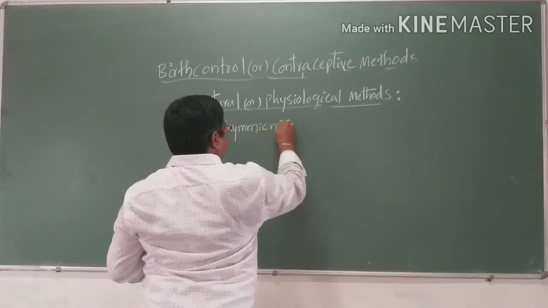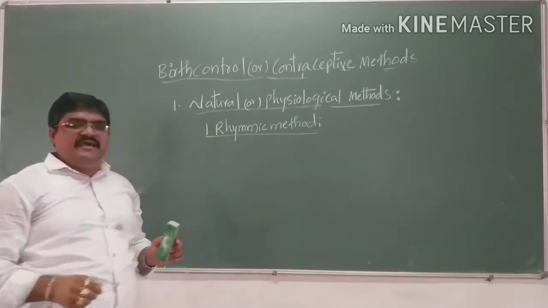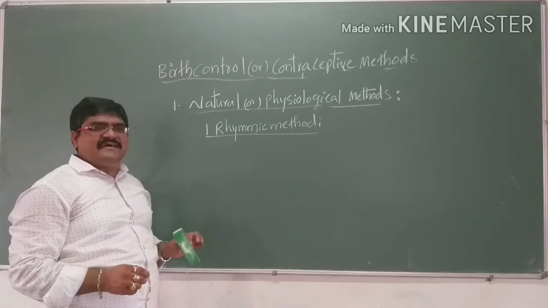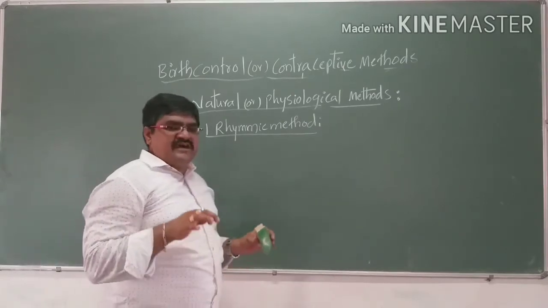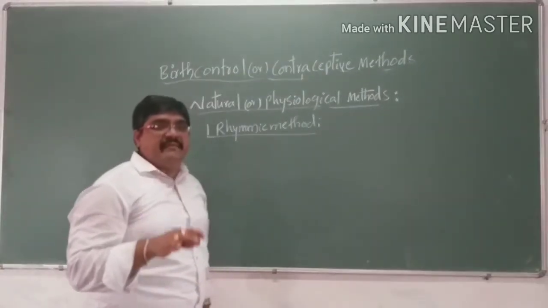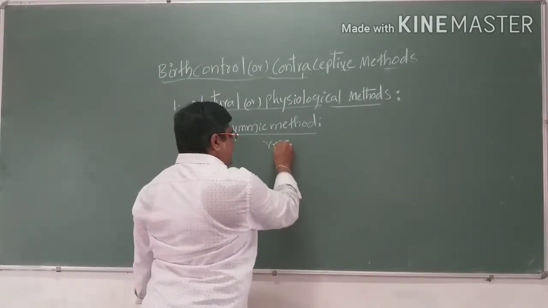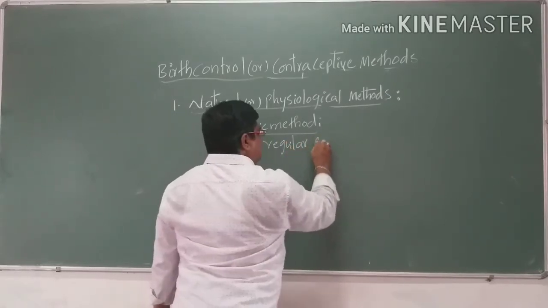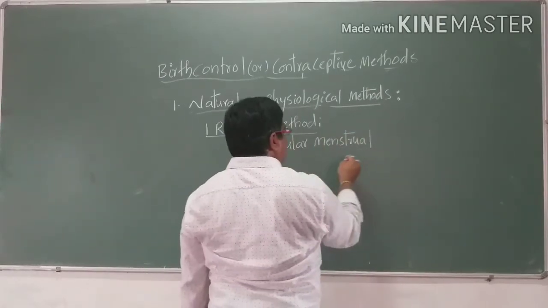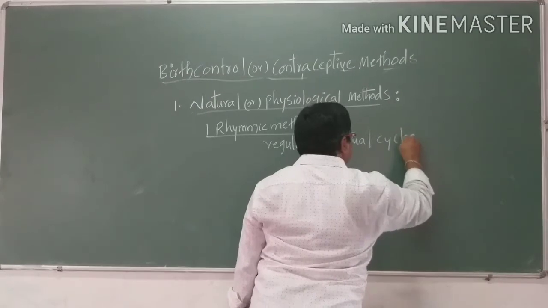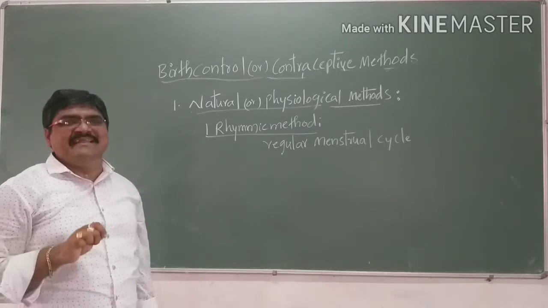Rhythmic method. Here, the rhythmic method is maintained by the menstrual cycle. This will be used by a normal woman who has a regular menstrual cycle. The women should be having a regular menstrual cycle. It can help in the prevention of pregnancy.